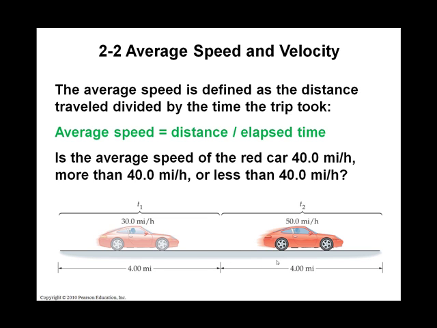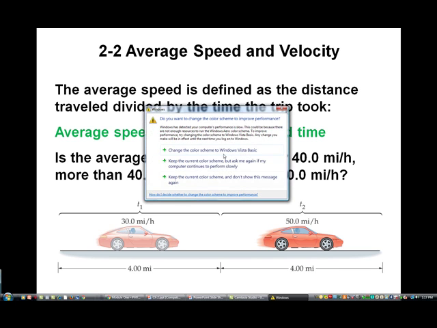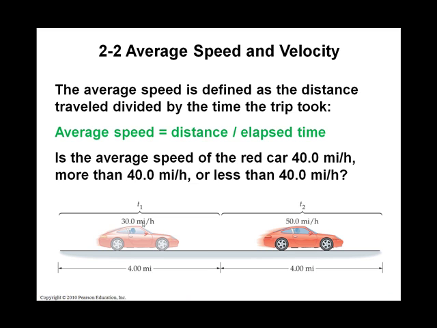So in this problem here, we have a car that's traveling at 30 miles per hour for 4 miles and 50 miles per hour for 4 miles. So what's its average speed? Would you just add these up and divide them? Or would you have to do something different? Well, it turns out that what you would have to do is find the total distance that it traveled and divide it by the total time that it traveled.